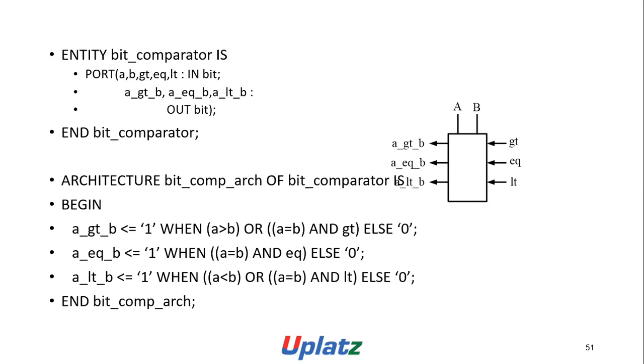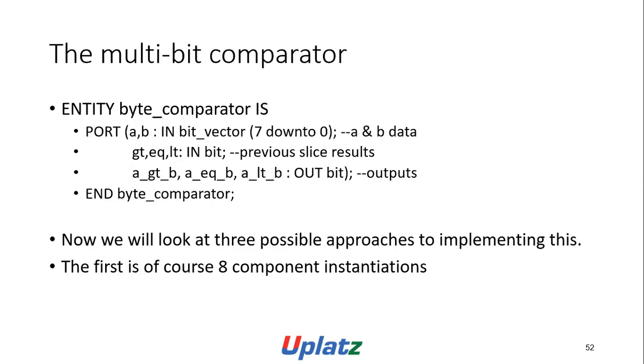A less than B is assigned 1 when A is less than B, or A is equal to B and less than in is 1, else 0. The bit comparator architecture diagram is shown there. The multi-bit comparator entity, byte comparator, has port A, B: bit vector 7 down to 0, and greater than, equal to, less than in bits carrying the previous slice results, with A greater than B, A equal to B, A less than B as outputs.